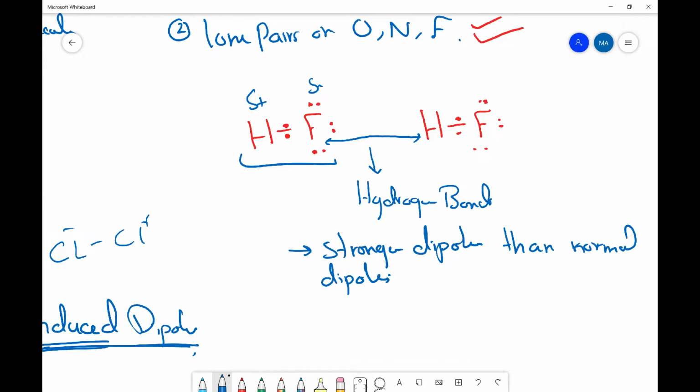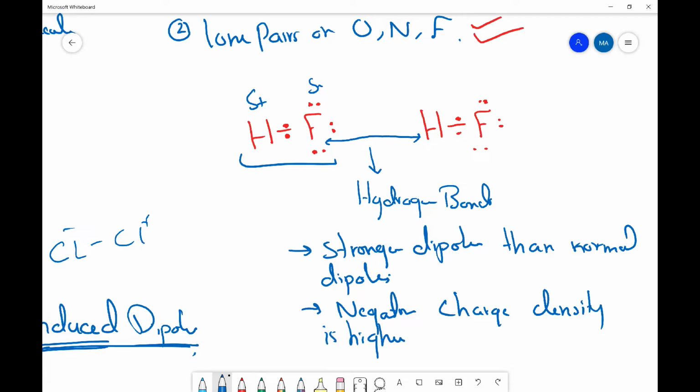And because there are lone pairs available on fluorine, oxygen and nitrogen, the negative charge density will be a lot higher on them. Negative charge density is the amount of electrons per unit on a substance. जितने ज़्यादा electrons होंगे उतनी charge density ज़्यादा हो जाएगी. So this is another characteristic: negative charge density is higher on O, N, or F, right?